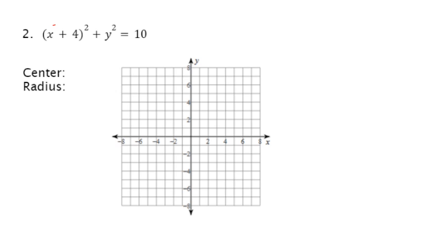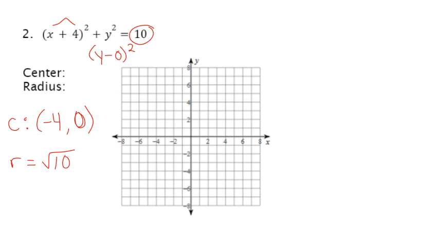So for my center, I'm going to take the opposite of 4, so that's a -4. My y, I don't see anything there, and that's the same as y minus 0 squared. So the y coordinate is 0 because I don't see anything there. And then my radius isn't 10, it's actually the square root of 10, which if you put in your calculator is roughly about 3.1 units. It's okay to have a decimal or a radical. It doesn't have to exactly be an integer. We're just going to estimate where that is.